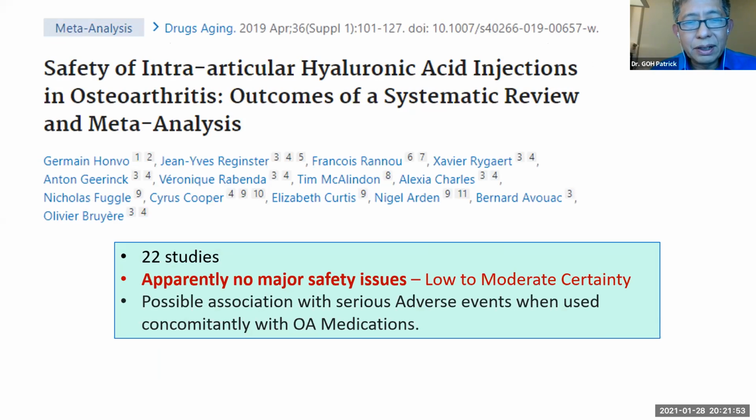And they said that if you were to give it together with OA medications, there seems to be, on the data, slightly higher risk of some serious adverse effects, so possibly related more to the medications.